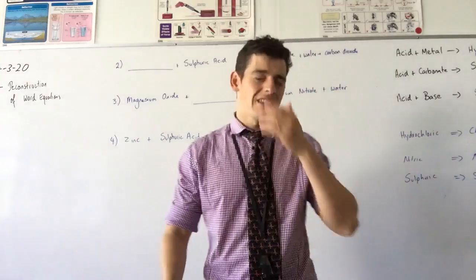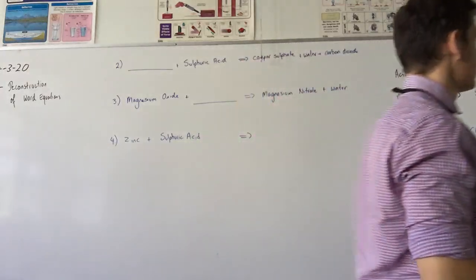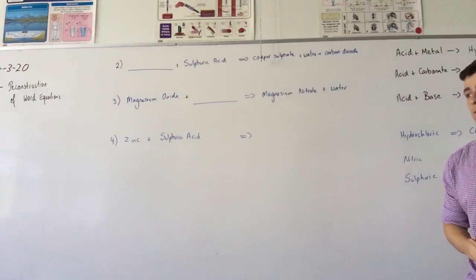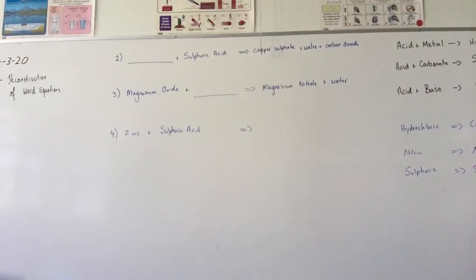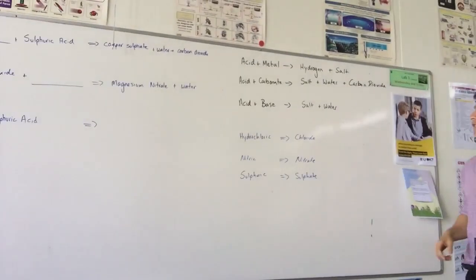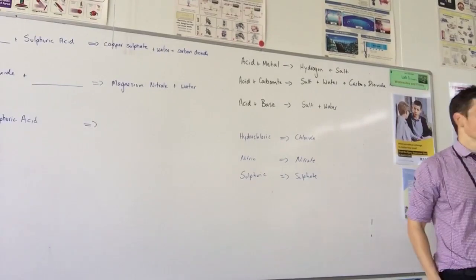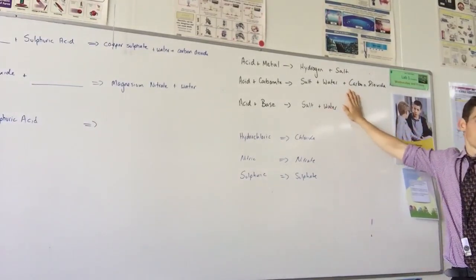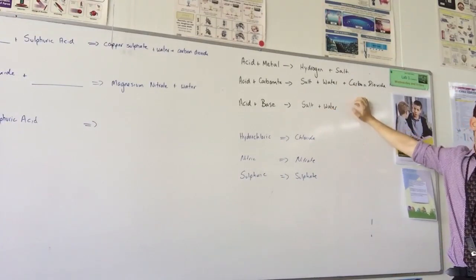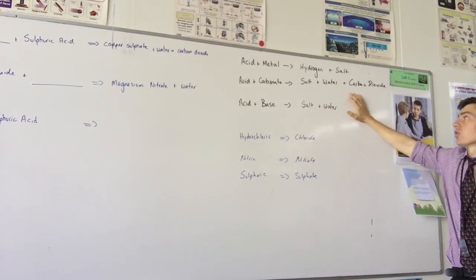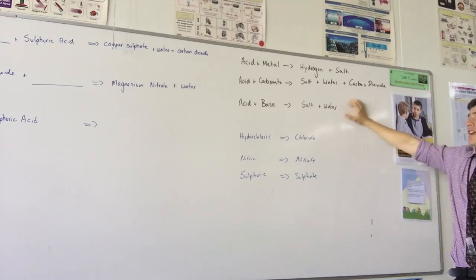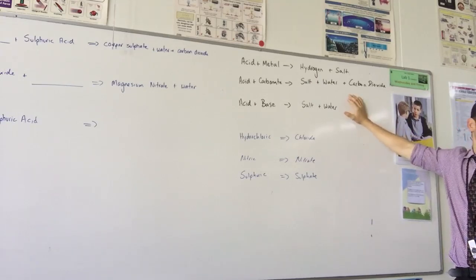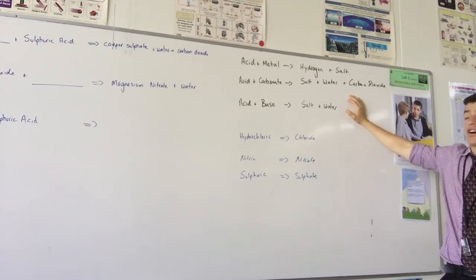Alrighty, so we're looking at predicting word equations, specifically with acid reactions. Before we go any further, it's probably a good idea to identify a bit of assumed knowledge that we need to know. Before we go in, we need to know what happens when we get an acid-metal reaction, which is hydrogen and salt, an acid-carbonate reaction, which is salt, water, and carbon dioxide, and an acid-base, which gives us salt and water. Happy with that?